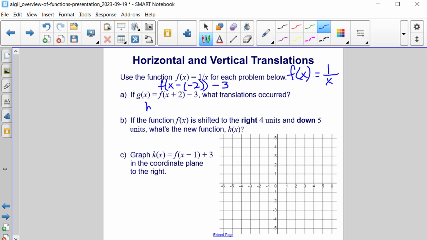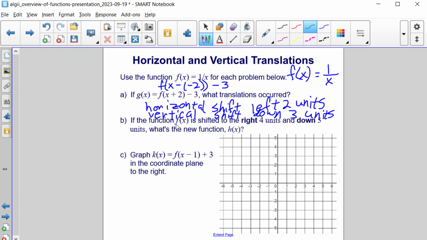So we have a horizontal shift to the left 2 units, and we have a vertical shift down, because this minus 3 is exactly what movement it has, 3 units.